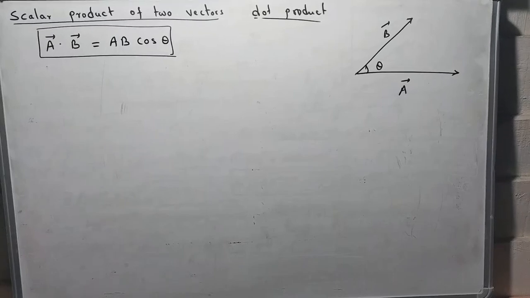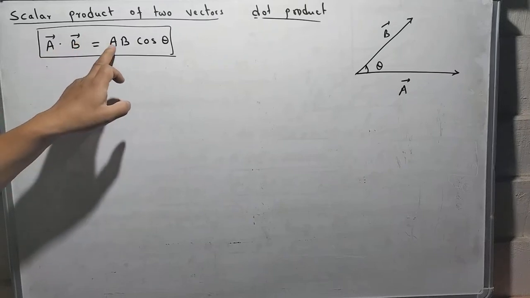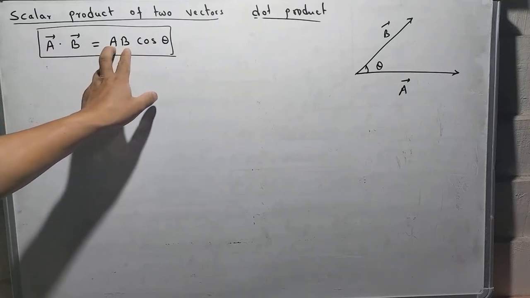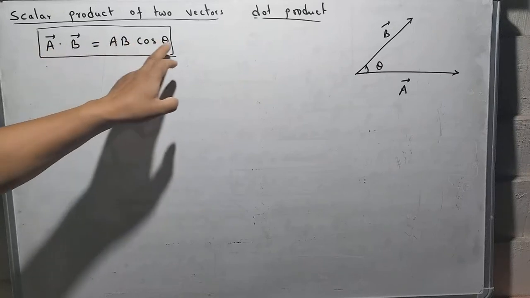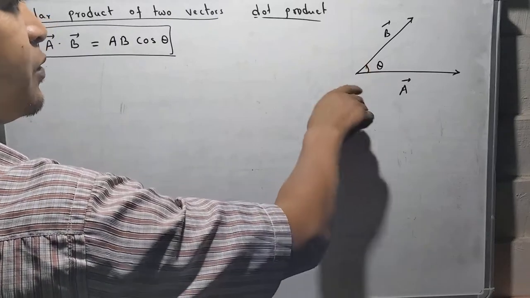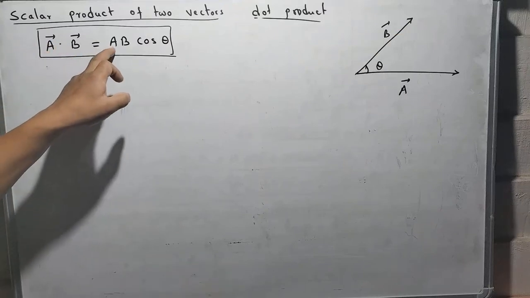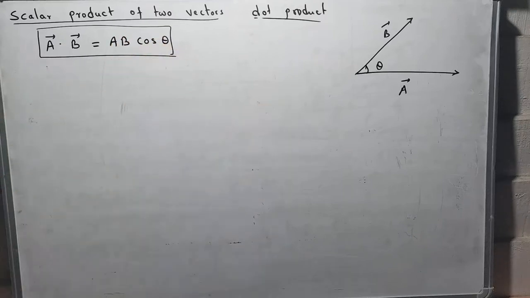Scalar product or dot product of two vectors. The scalar product or dot product of two vectors is defined as A dot B, A arrow dot B arrow, equal to AB cos theta. Now, A and B here represent the magnitudes of vector A and vector B, and theta is the angle between vector A and vector B. So therefore, I can say that the scalar product of two vectors is equal to the product of the magnitudes of the vectors times the cosine of the angle theta between the two vectors.